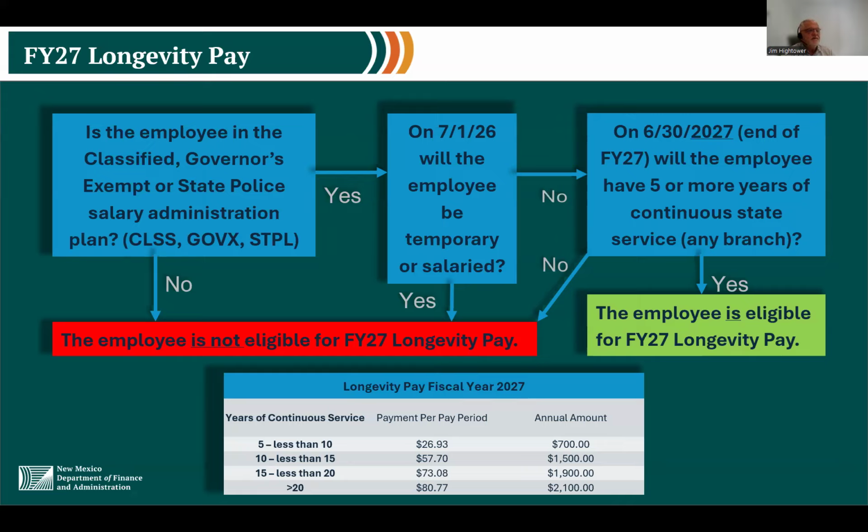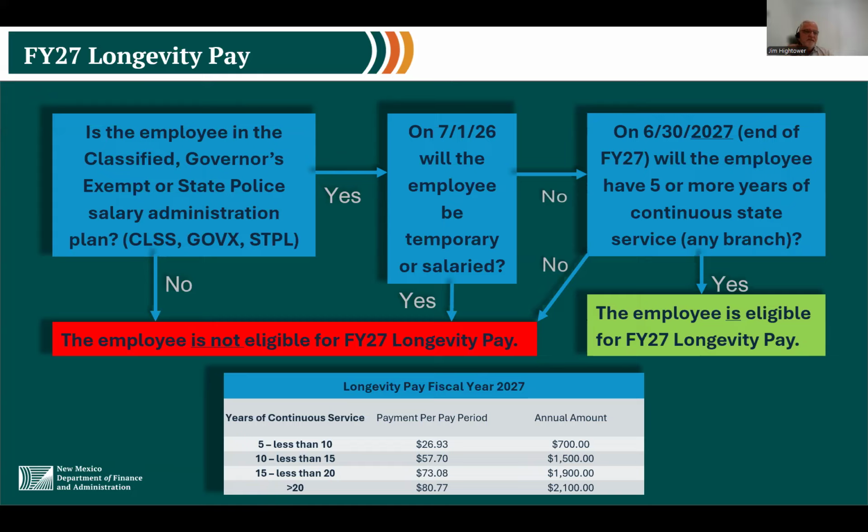So we've also given you a little flow chart here to show you how you can figure out if someone is eligible or not. It's pretty straightforward and simple. Is the employee a classified, governor's exempt, or state police SAL admin plan? If yes, then on July 1st of 2026, will they be temporary or salaried? If they're temp or salaried, then they are not eligible for the longevity bonus.